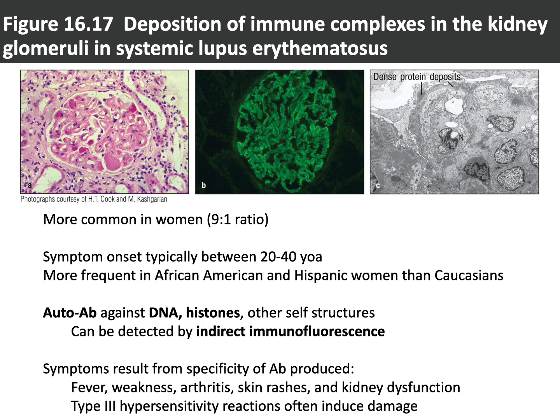Symptoms that happen are fever, weakness, arthritis. You can get skin rashes. Lupus is known for having this classic butterfly skin reaction on the face. And part of that is like an immune system reaction that's happening. And again, kidney dysfunction would be one of the more severe negative consequences of lupus.